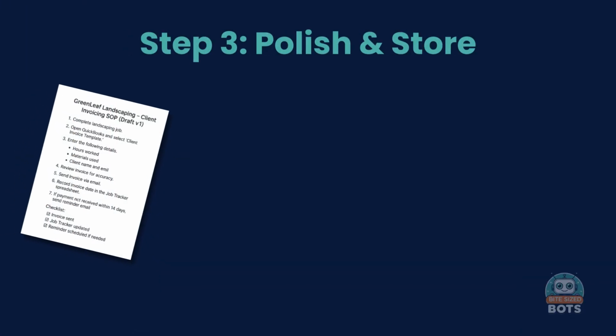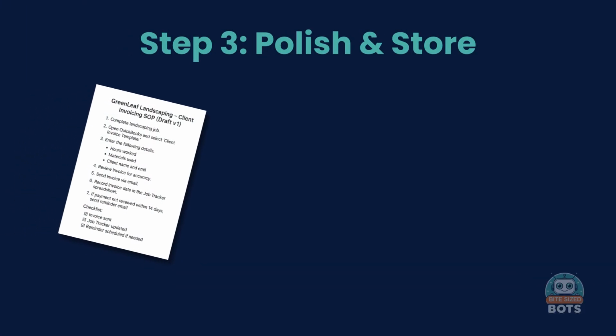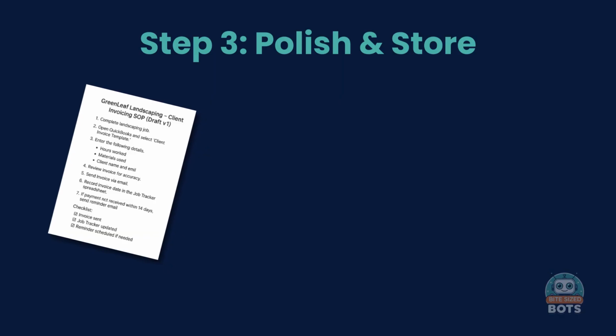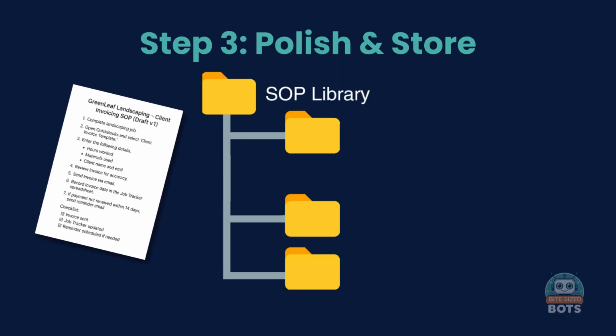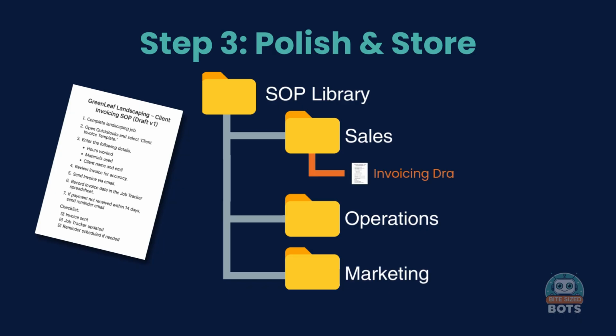Step 3. Give it a quick polish. Standardize the format. Make sure steps are clear, and then save it somewhere your team can find it, like OneDrive or Google Drive. Use a consistent naming format so nothing gets lost.